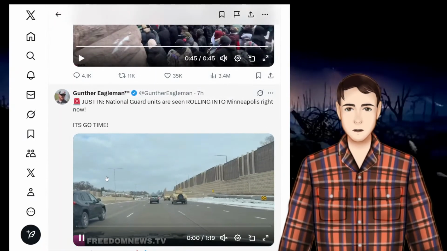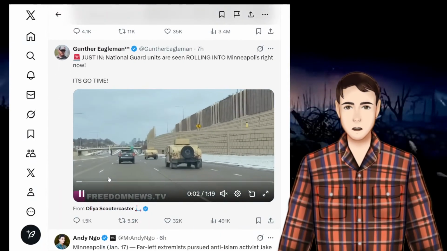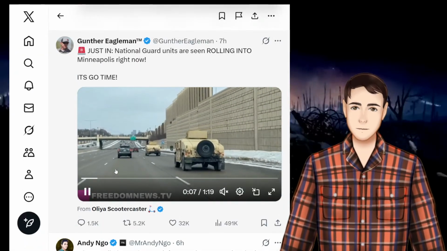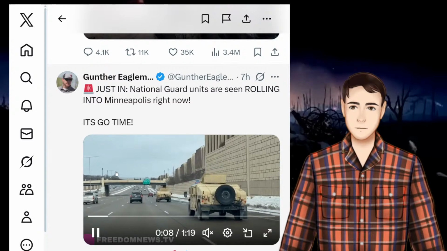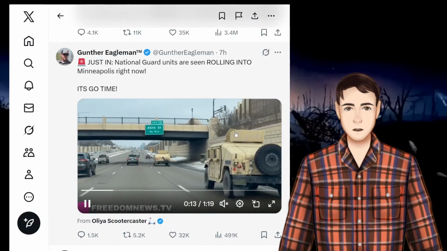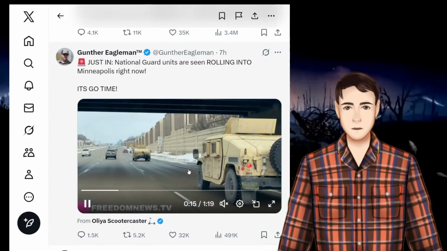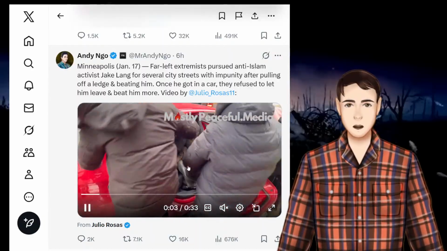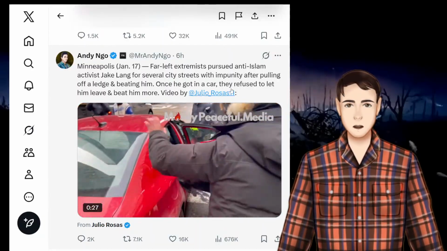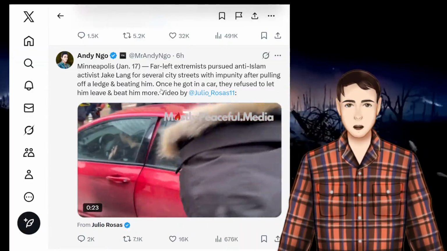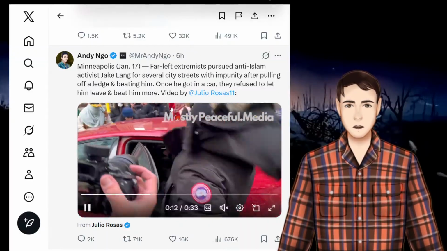All right, whatever. National Guard units are rolling into Minneapolis right now. I mean, they don't have guns on top of them, so it can't be that serious. All right, Minneapolis, far-left extremists pursued anti-Islam activist Jake Lang for several city streets with impunity after pulling him off a ledge and beating him. Once he got in the car, they refused to let him leave and beat him more.